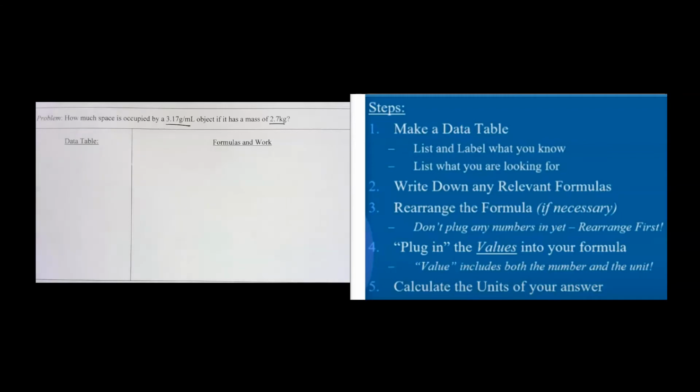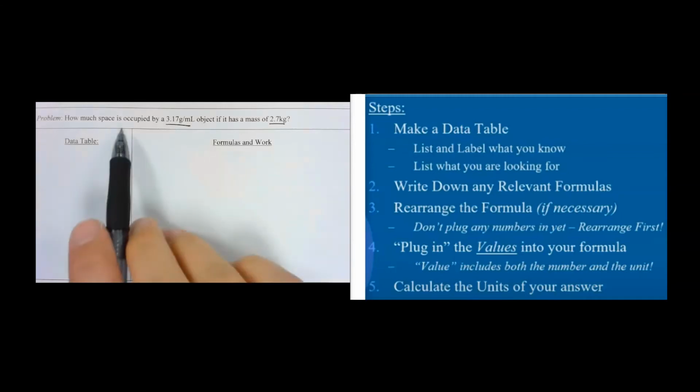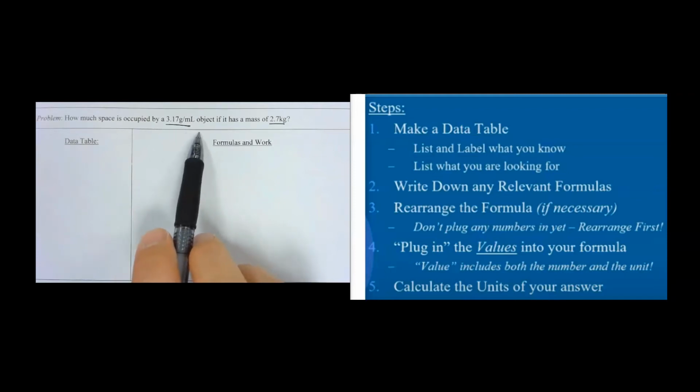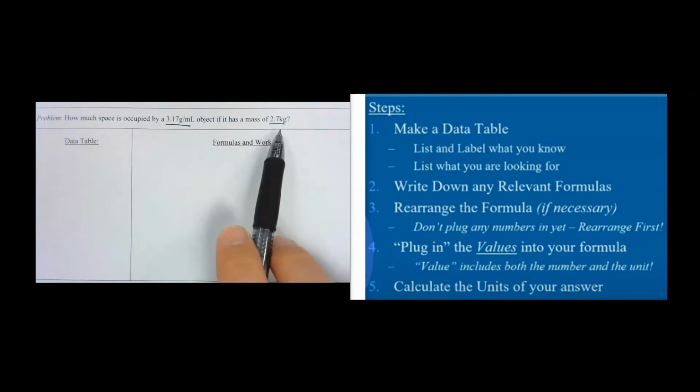So our problem says, how much space is occupied by a 3.17 gram per milliliter object if the mass is 2.7 kilograms? The first thing we need to do is make a data table. Step number one. This is how we organize what's given to us in the problem. It's just a repeat of what's given to you in the problem in a more organized fashion. It says list and label what you know. I underlined what we know here. So let's make a list and label it the right way.